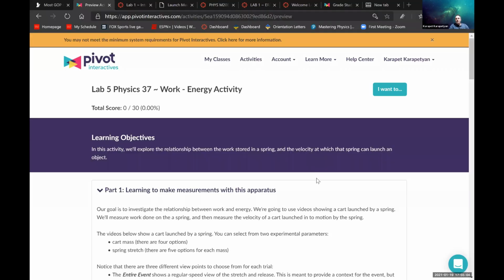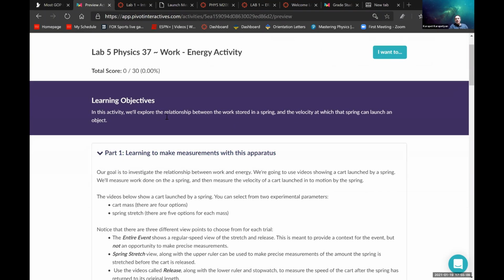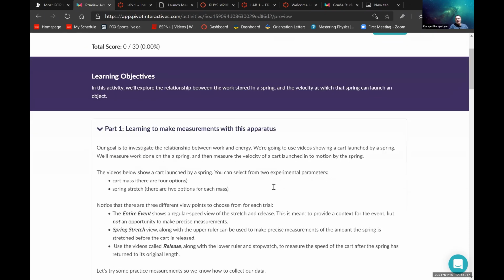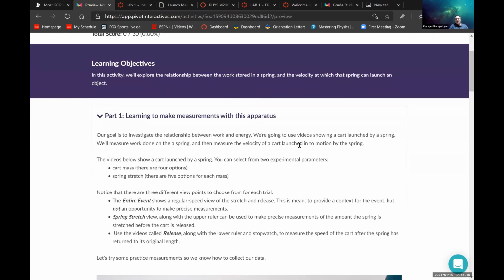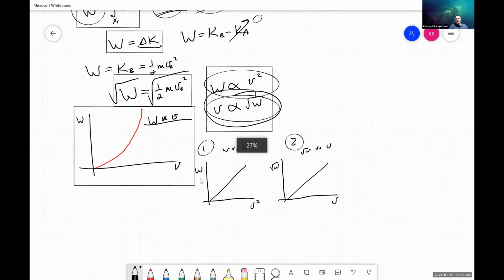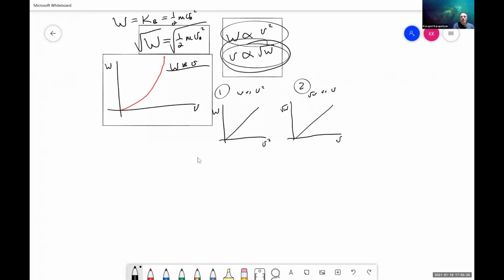All right, there you go. So you can see, as the learning objective, we'll explore the relationship between the work stored in the spring and the velocity at which that spring can launch an object. Now, the work done, let me quickly go back to here. I want to show you the work done equation.